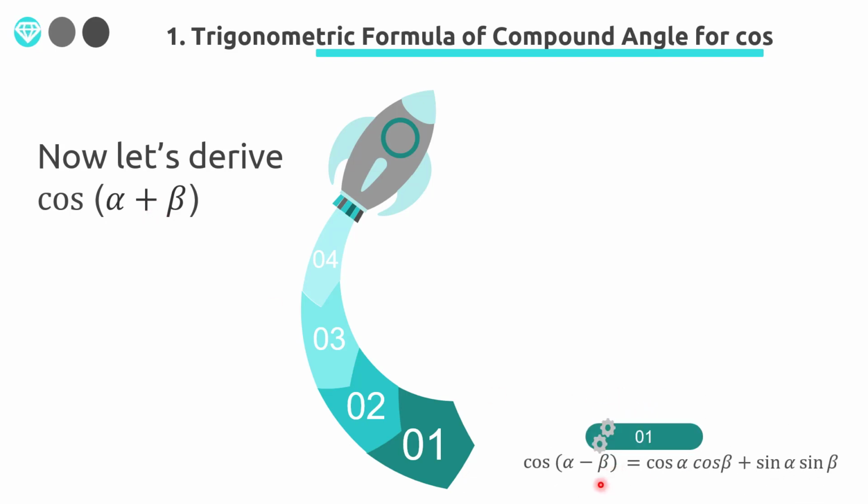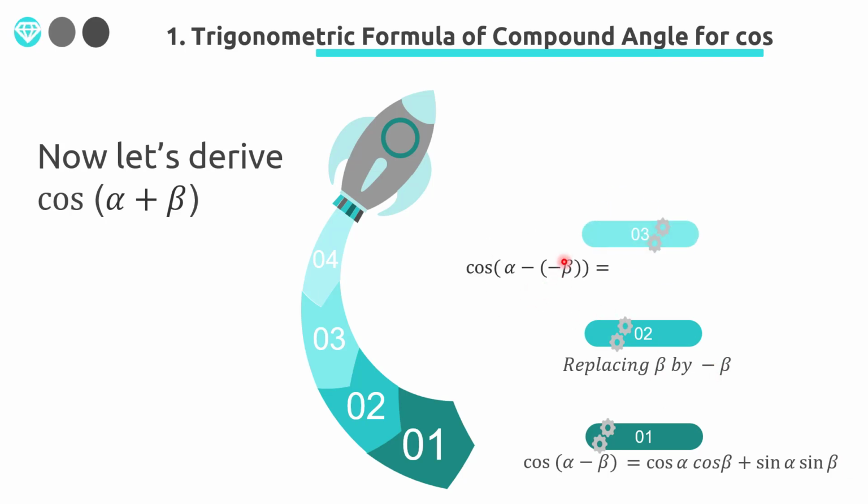See the first step. From what we got on cos(alpha minus beta), cos alpha cos beta plus sin alpha sin beta, you can replace beta with minus beta. So what we have now, since it becomes minus beta, we can substitute all beta with minus beta. So the first beta here becomes minus beta and the second beta here becomes minus beta.